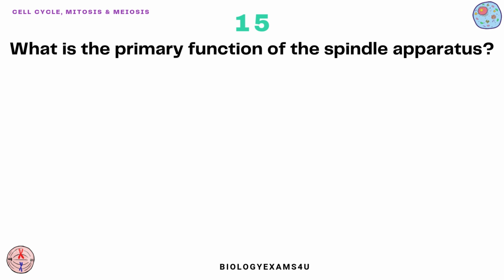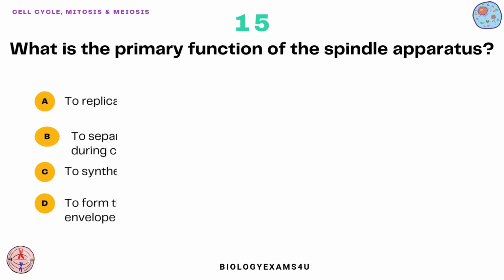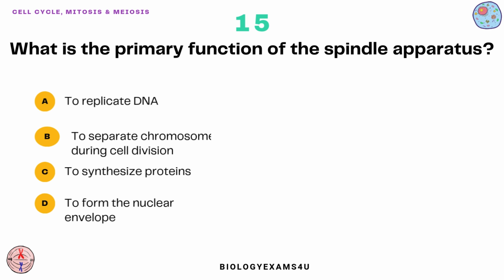Question number 15. What is the primary function of spindle apparatus? Option A, to replicate DNA. Option B, to separate chromosomes during cell division. Option C, to synthesize proteins. Option D, to form the nuclear envelope.